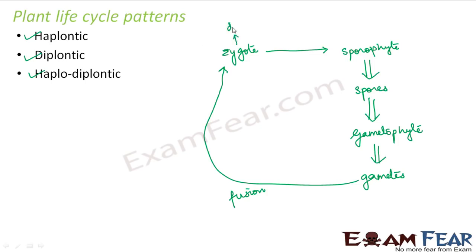So here if you see, the zygote is a diploid phase. The sporophyte is again a diploid phase. The gametophyte is a haploid phase. Again, the gametes are a haploid phase. So both the diploid as well as haploid cells are involved and present in a plant life cycle. So now based on these haploid and diploid cells, we will see which type of life cycle is known as haplontic, which is known as diplontic, and which is haplodiplontic.